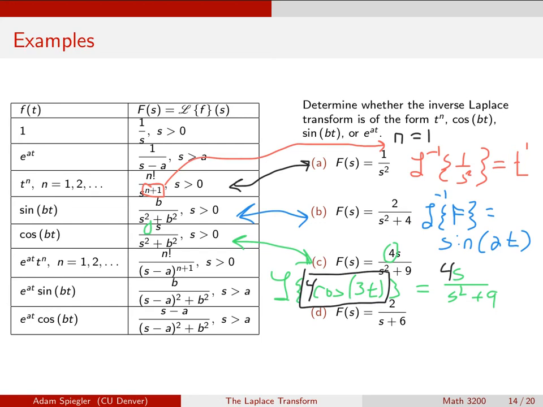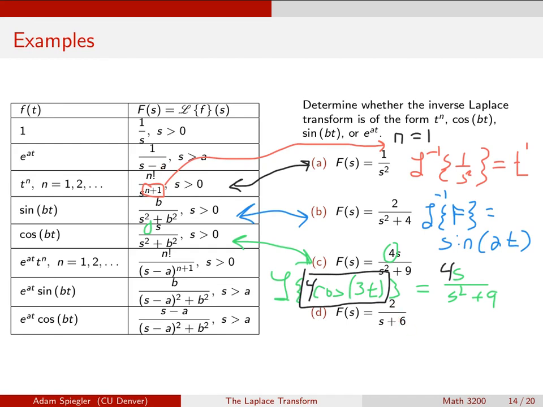Okay, and then for the last example, we are looking at F of s equal to 2 over s plus 6. And what does that look like? So I can start to rule out some possibilities. Certainly it's not going to be one of these because we don't have s squareds on the bottom. This has an s squared, so it could possibly be one of these. This looks much closer to what we have over here. So in this case, my a is actually minus 6.